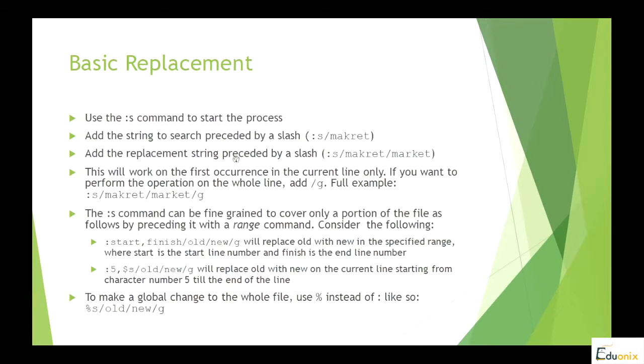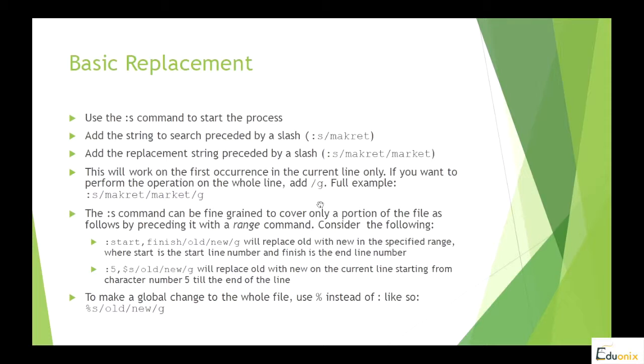So for example, if we had a line that has market spelled like this, M-A-K-R-E-T, and you want a correct spelling, so you want to replace every occurrence of this wrong spelling with this one. This command will only replace the first occurrence. If you want to replace it through all the line, you will have to revert to /g. So let's have a look at the syntax once more. It's colon S and then slash and then the search string followed by a slash followed by the replacement string, and if you want it to be on the whole line, use the /g.